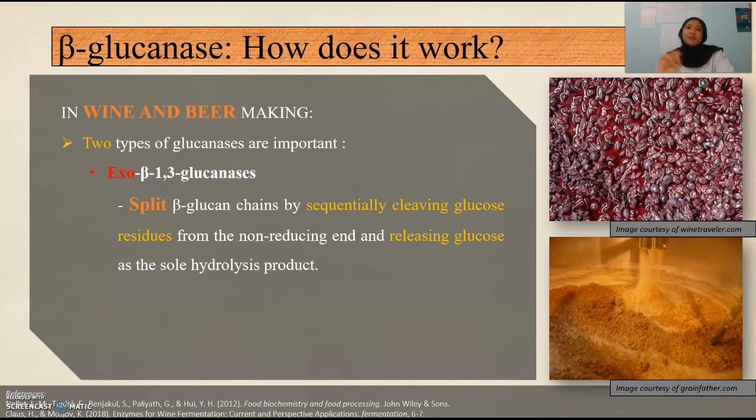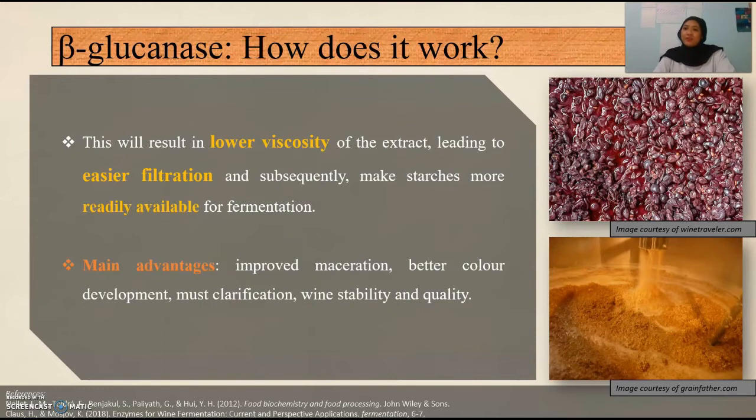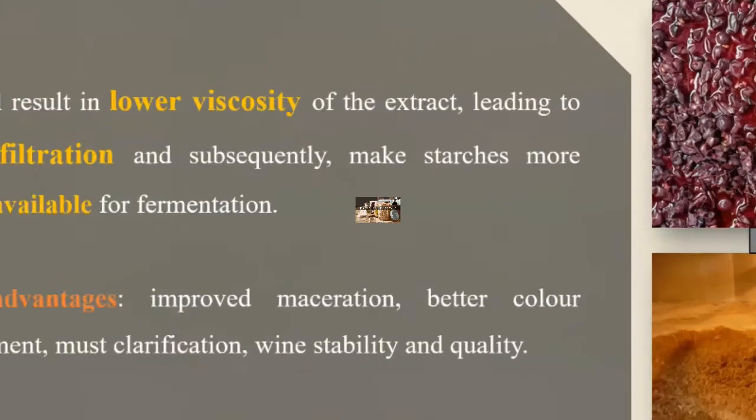Thus, there are two types of glucanases used in wine and beer making. The first one is exo-beta-1,3-glucanase and the other is endo-beta-1,3-glucanase. The difference between these two is the releasing product, whereby one will release glucose and the other will release oligosaccharides. The addition of beta-glucanase will result in a lower viscosity, making it easier to filtrate, and also the starches will be more readily available for the microorganisms in the mixture to use for fermentation.